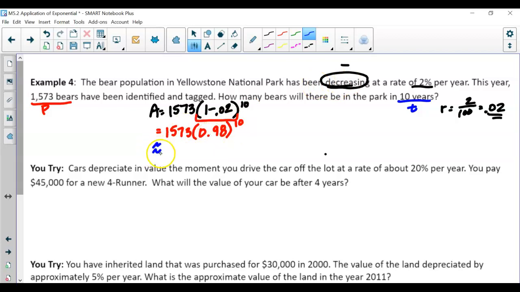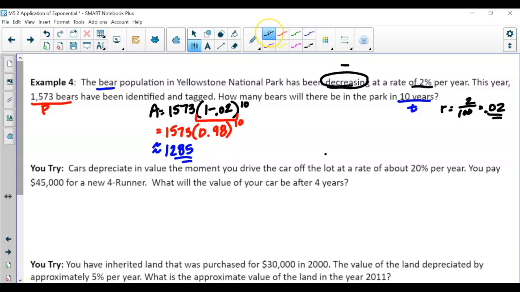And again, we're talking about bears, so you cannot have a decimal amount of bears. So the population is 1,285, which makes sense because we started here and we're decreasing, so it should be less than that. So it's the same process, but now we're going to have to make sure to identify if it's a growth or a decay. So go ahead and pause the video now and try the U-try on your own.